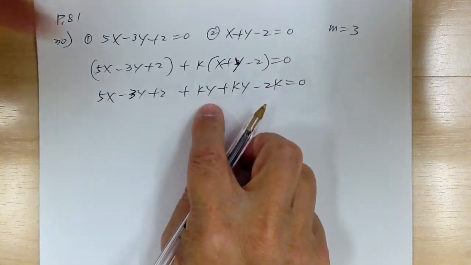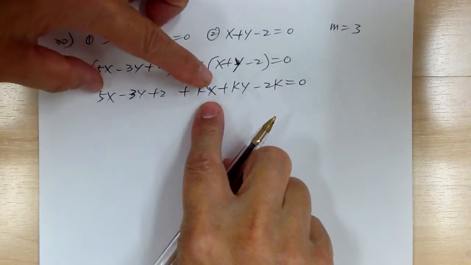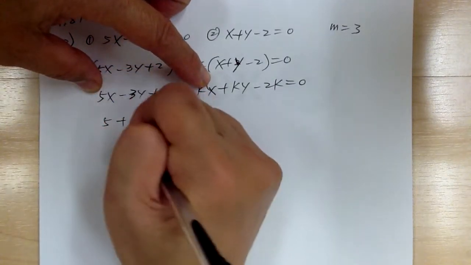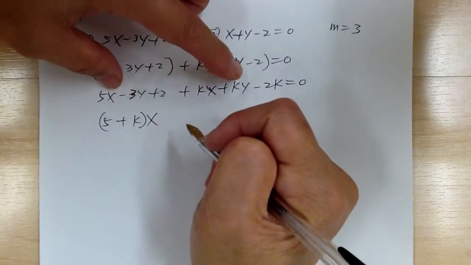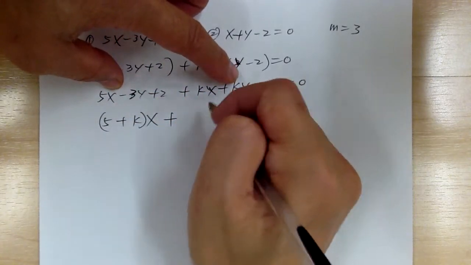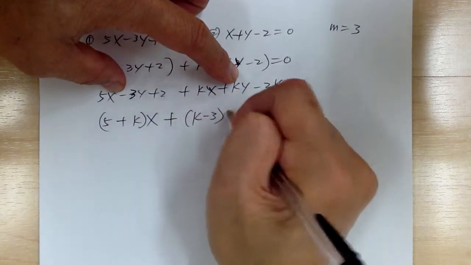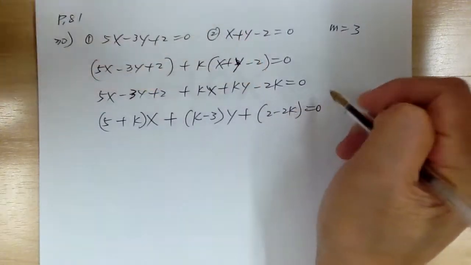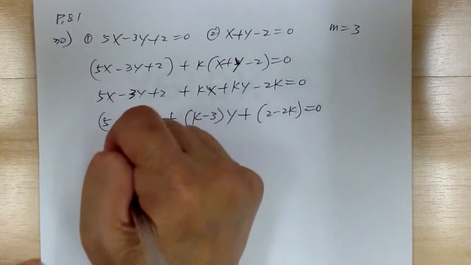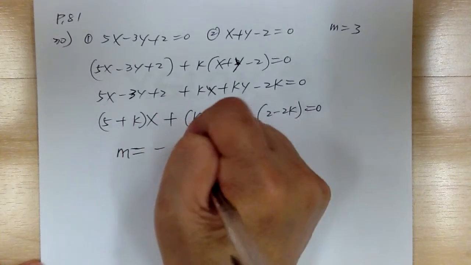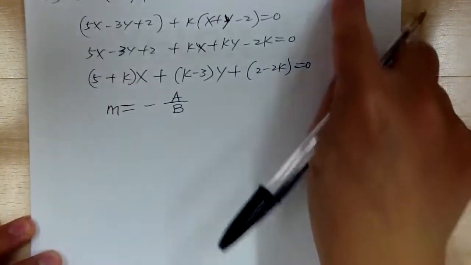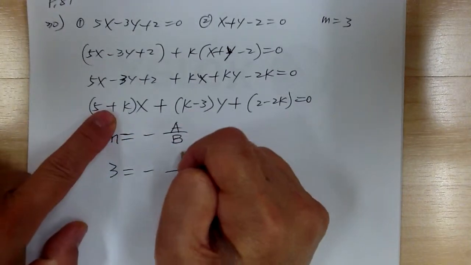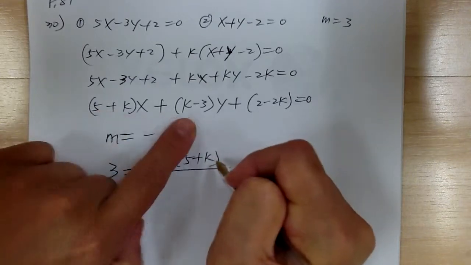Okay, so multiply everything out. Then you have to collect your x and the y. So watch your x and the y. So this one, when you combine, you factor out, you get 5 plus k x. Okay, over here, I'm going to put the k in the front. So it'll be k minus 3y plus 2 minus 2k equal to 0. Okay? And then write down your formula, right? M equal to negative a over b, right? So m is 3. So substitute 3 equal to negative, that's your a, and that's your b.